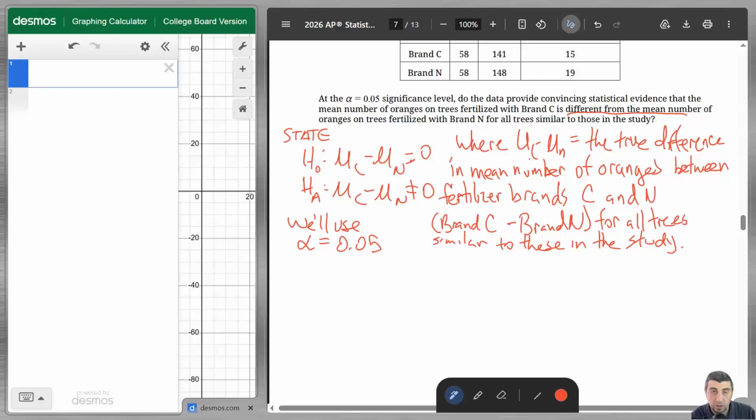So a couple of things. You want to indicate the direction of the subtraction. Notice I put brand C minus brand N, the significance level, 0.05, and the full context.